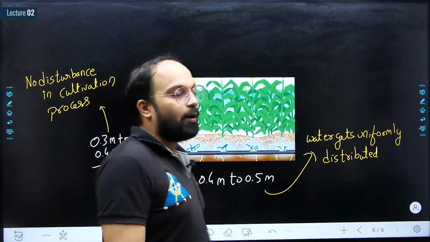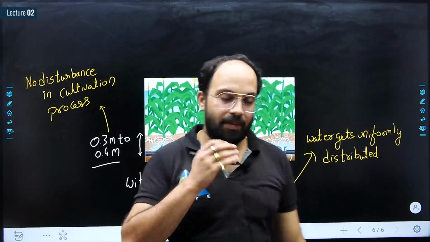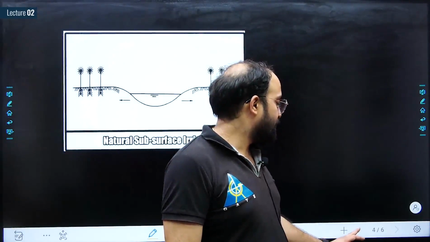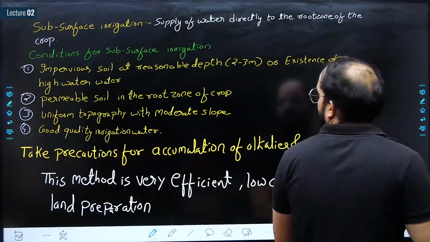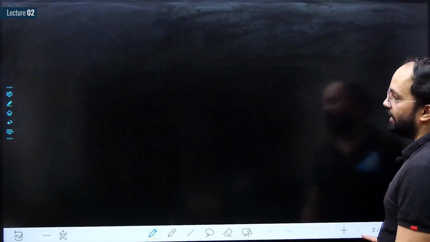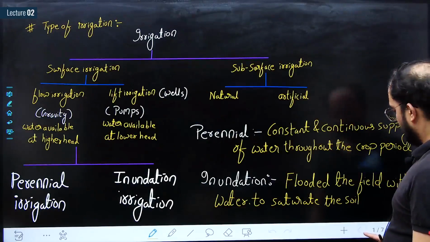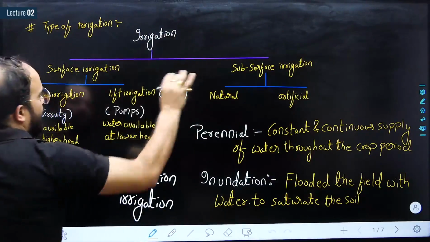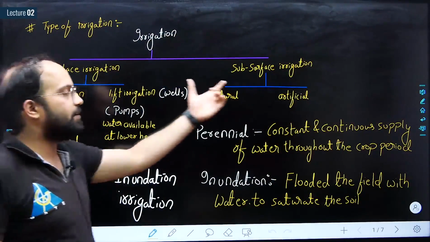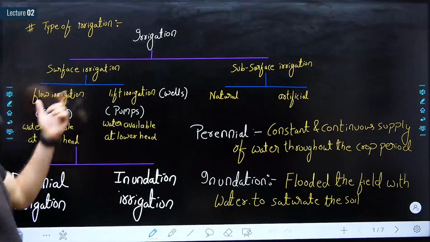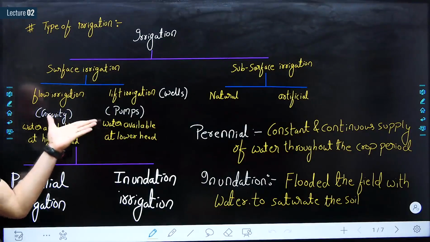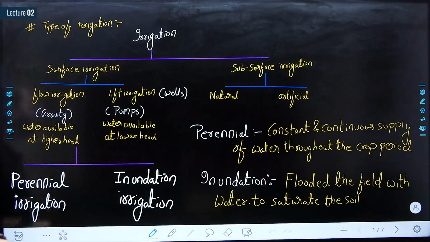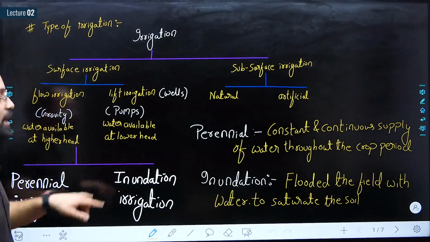So these are about the types of irrigation. We already studied the types of irrigation. We have two types of irrigation, surface irrigation and subsurface irrigation. In surface irrigation, we have two types, flow and lift. Flow is when we supply the water by gravity, and we call it flow irrigation.